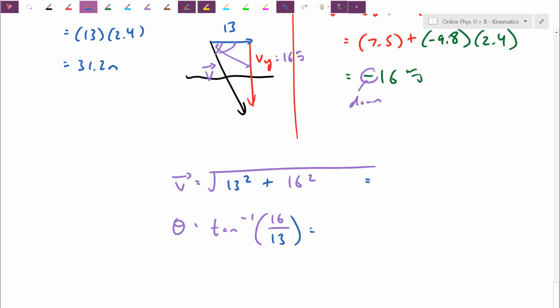This time there's no symmetry because we're sort of lower. We actually hit the ground below. We're not still at the same height level. But we now know that the final velocity, the diagonal, is actually 21 meters per second. And my angle is actually inverse tan of 16 over 13, which gives me here about 51 degrees, again, below the horizontal.